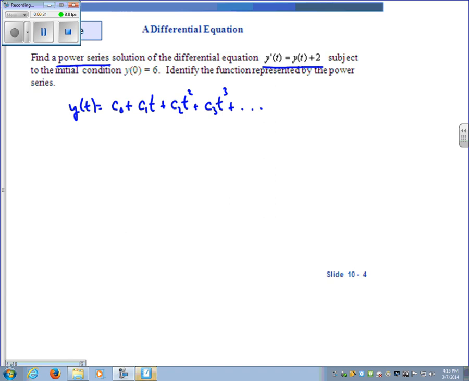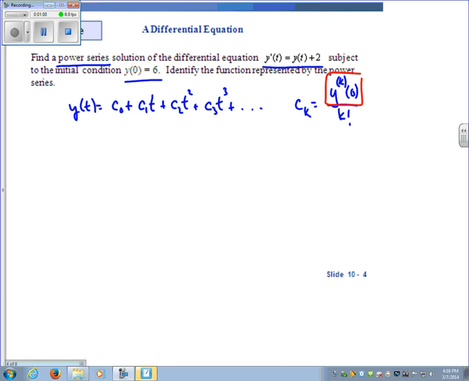But remember, the Maclaurin series, the Taylor series, has these coefficients. The c sub k's will be the kth order derivative evaluated at 0 over k factorial. So my goal is going to be to find these coefficients. Once I get the kth order derivative at 0, then I'll know what that c sub k will end up being. The first thing I want to use is the fact that y of 0 is equal to 6.